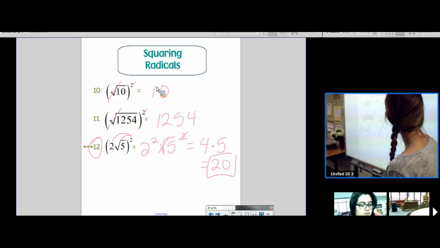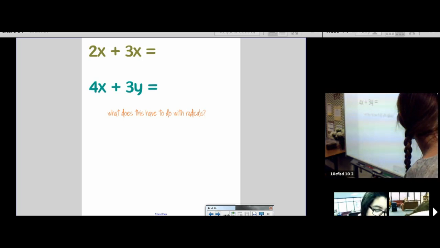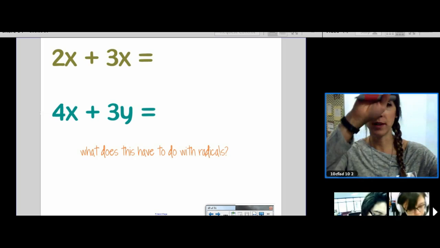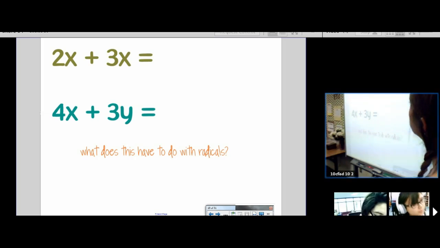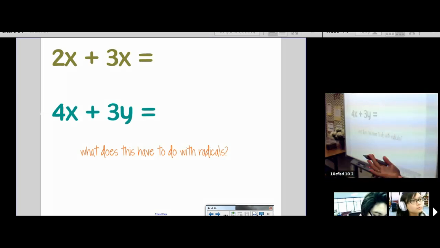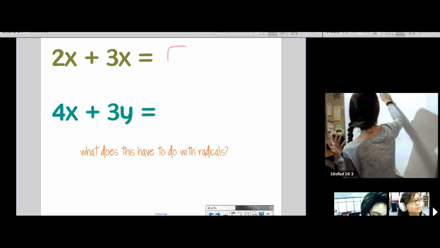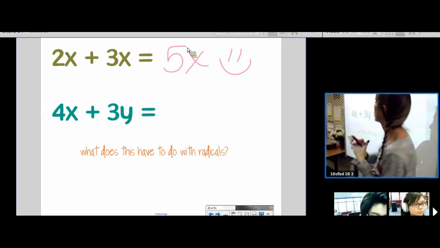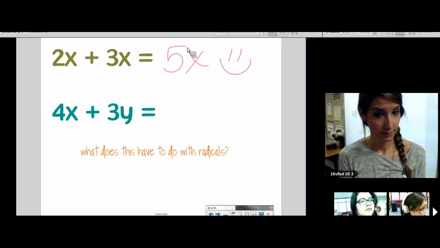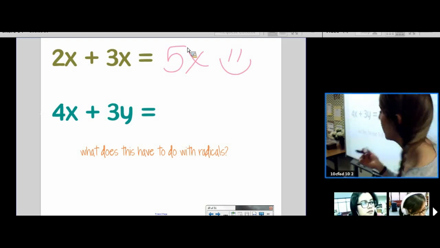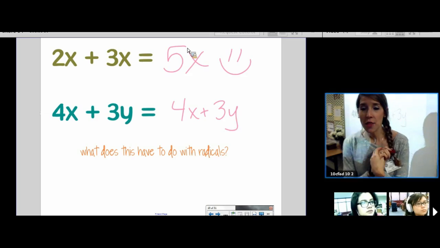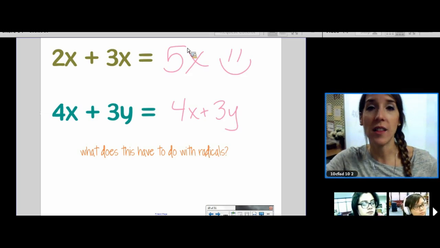Future error alert. All right. Transport yourself back to algebra. Okay. What's 2x plus 3x? 5x, of course. What's 4x plus 3y? Can't be done. So, because those are not like terms, we are not allowed to combine them.